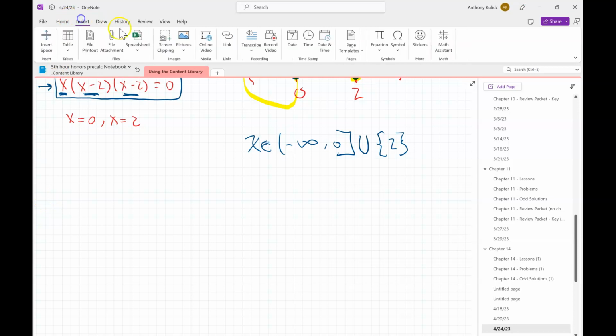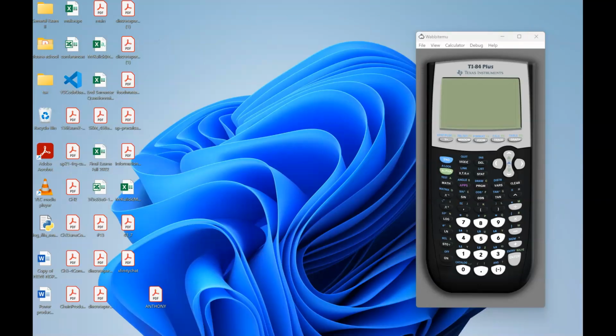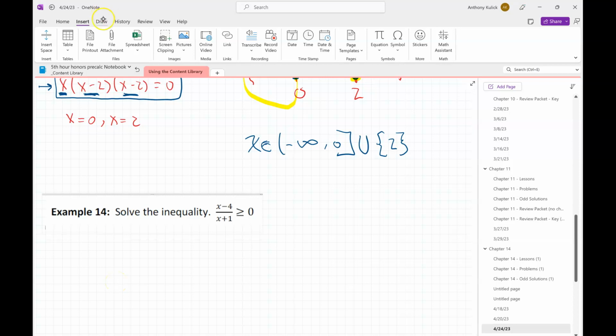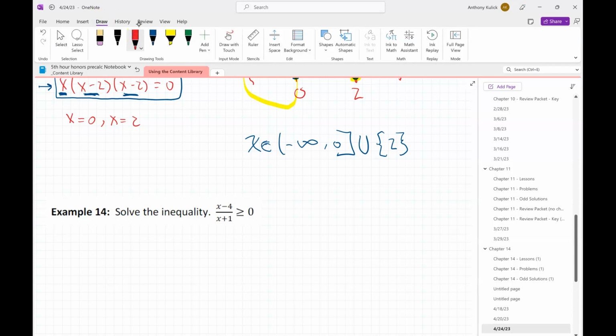So let's do another one. How's this going so far? Everybody okay? Not too big of a deal, right? It's kind of a nice, neat process where you can see, okay, there's some stuff to watch out for, but it's still basically the same procedure. What if I give you a rational function now?